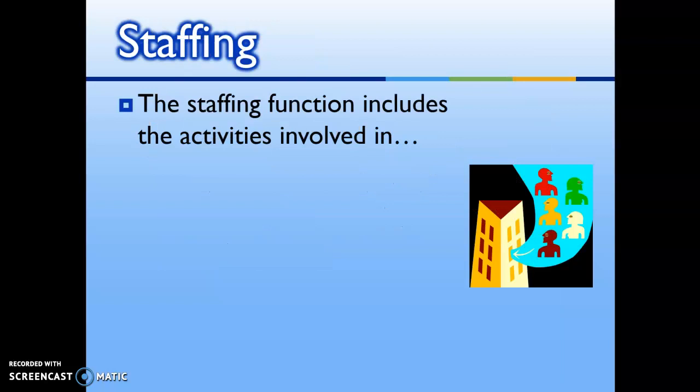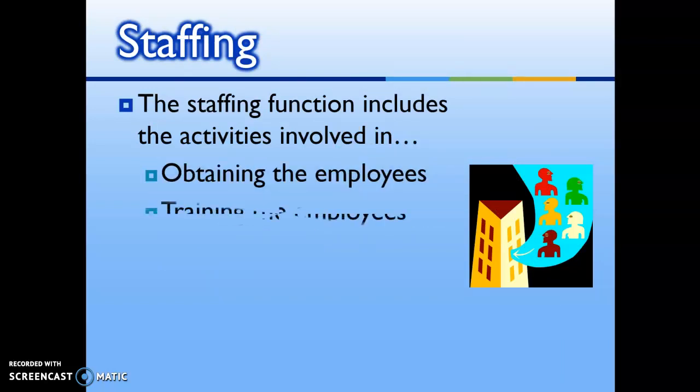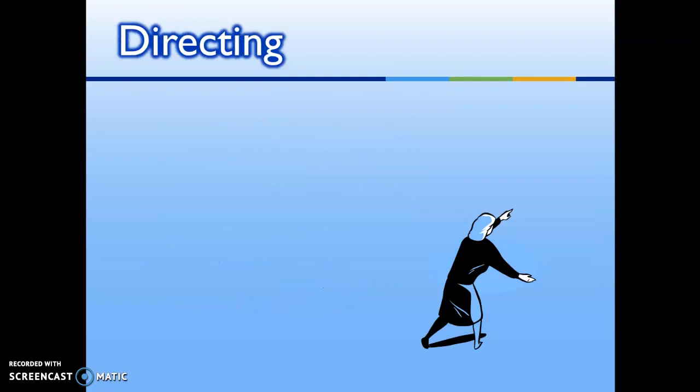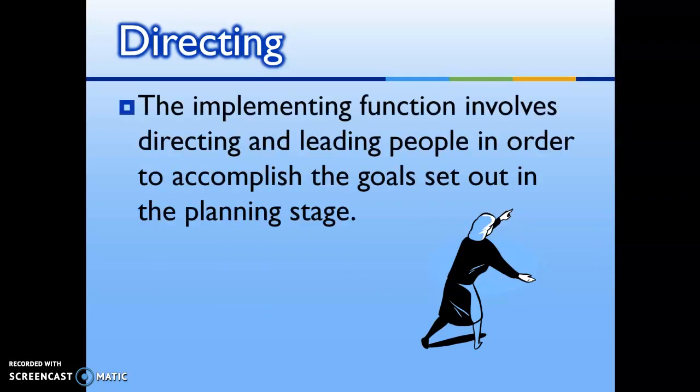So staffing is pretty straightforward. This is pretty much just making sure that we are obtaining or hiring employees. We're making sure that they are properly trained, that they are paid or compensated, and that they're doing the work right. So the directing function is making sure that people are in place to lead other people in order to set out and accomplish the goals that the company has put in place in the planning stage.